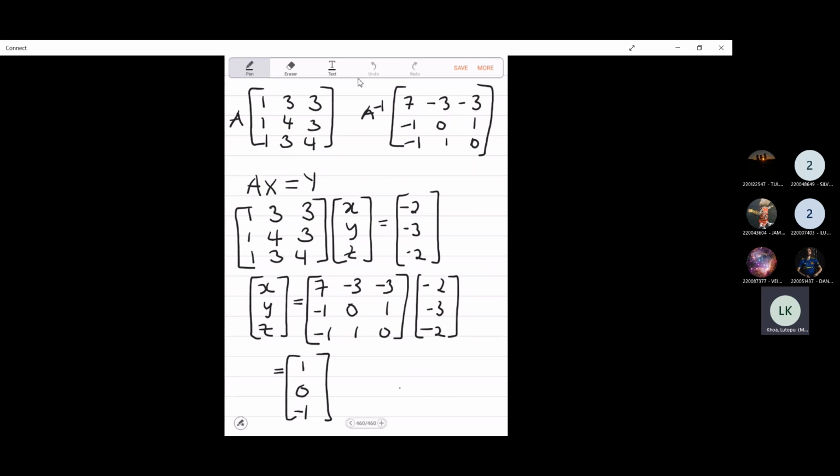Okay, yeah, I see I'm multiplying it wrong. So it's 1 times 7 plus 3 times minus 1 plus 3 times minus 1. Okay, so that will give us 1. And then, let me just do this.